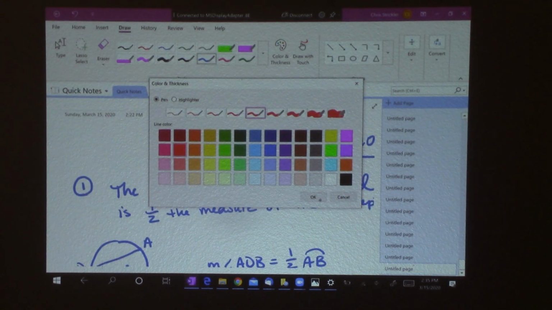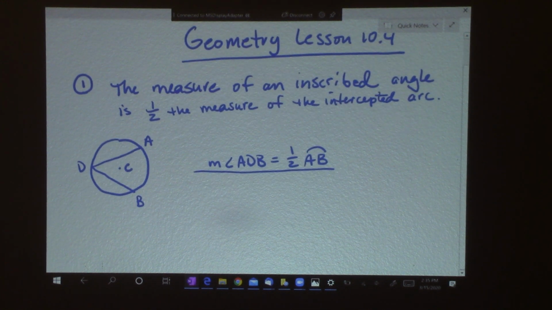I'm going to change colors for a moment because I want to highlight something. Okay, in this picture, an inscribed angle is angle ADB. Right there. The vertex and the two endpoints are actually on the circle. And that measure is half of the arc. And the intercepted arc is the arc that's between the two endpoints. So AB is the intercepted arc for angle ADB. So for instance, if the measure of angle ADB was 100, then the arc would be 200 because it's half.